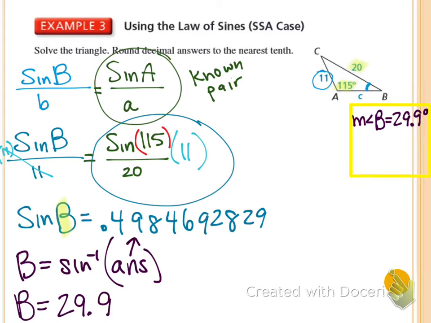Okay, it does say solve the triangle, but we know angle B is 29.9. All right, so how can I find the measure of angle C? Add and subtract from 180. So we're going to add 115 to that, and do 180 minus. So you should get 35.1 degrees.